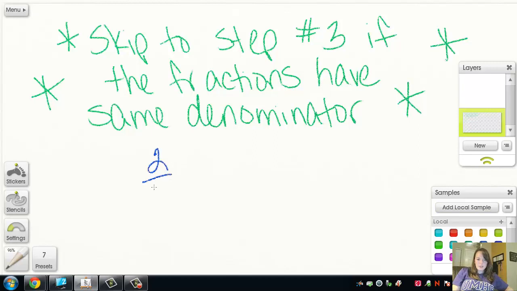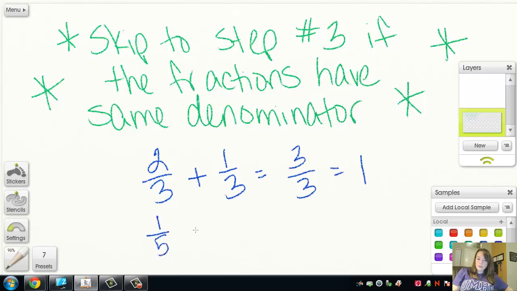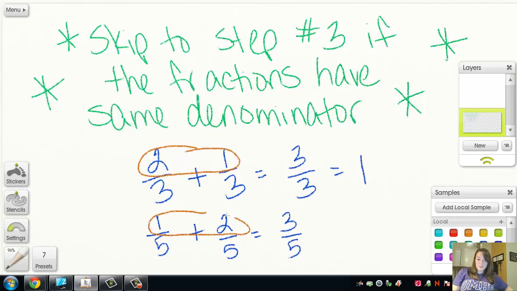Because if you have 2/3 plus 1/3, this is a bad example. 2/3 plus 1/3 is 3/3, which is actually 1. A better example might be like 1/5 plus 2/5 equals 3/5. Because all you have to do is add your tops. And then we would simplify if we could, but we can't. And we keep the denominator the same. 3 and 3 stays the same. 5 and 5 stays the same.